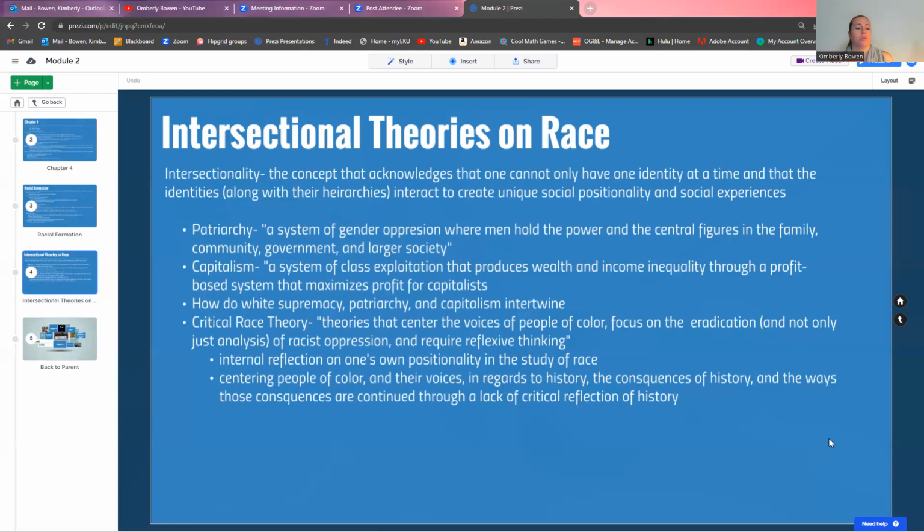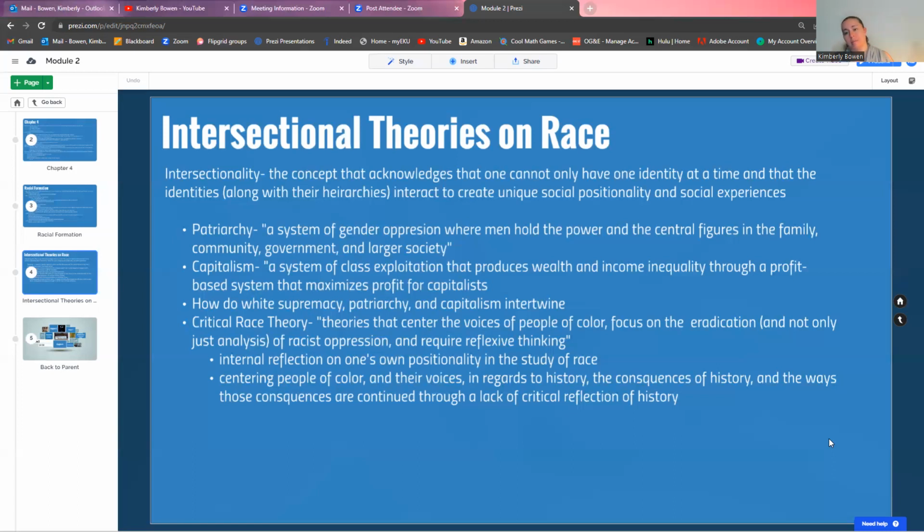So we're going to talk about race, or white supremacist society, which we talked about a minute ago. Then you have capitalism and patriarchy. Patriarchy is a system of gender oppression where men hold power as the central figures of the family, community, government, and larger society. And capitalism is a system of class exploitation that produces wealth and income inequality through a profit-based system that maximizes profit for capitalists.